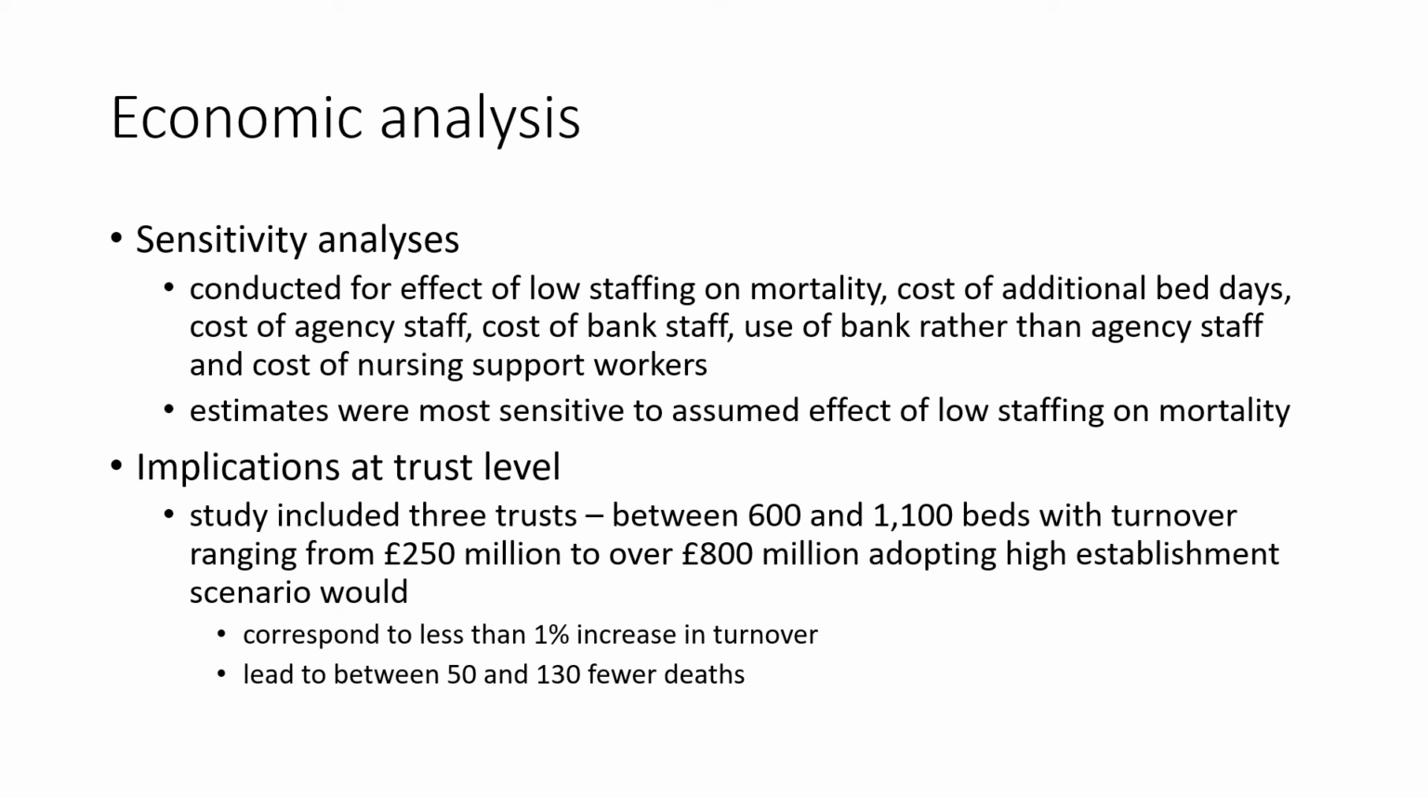If we consider these results and the implications of these findings at the trust level for the 3 trusts that were included in the study, and to give some idea of those trusts, they covered between 600 and 1,100 beds with turnovers ranging from 250 million to over 800 million. Adopting the high staffing scenario would correspond to a less than 1% increase in turnover and may avoid between 50 to 130 deaths per year.